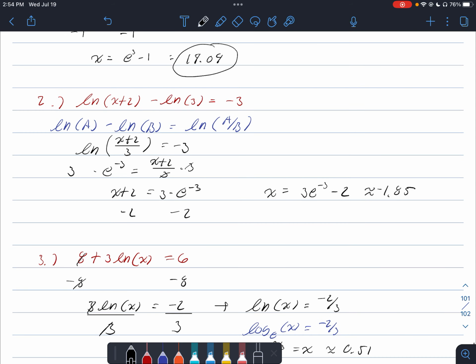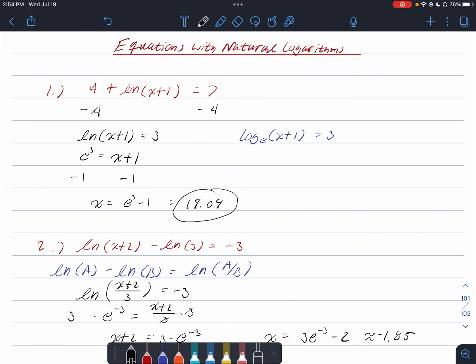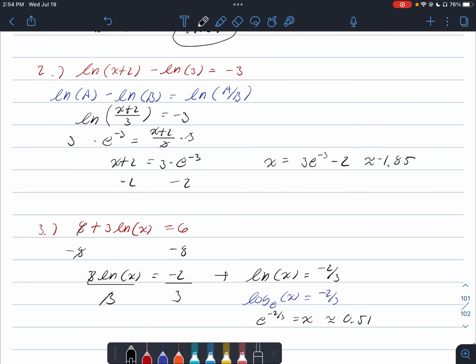All right, so as I said, nothing overly different here, just a few examples to take a look at and maybe help you with your homework if you got stuck on the natural log part of this.